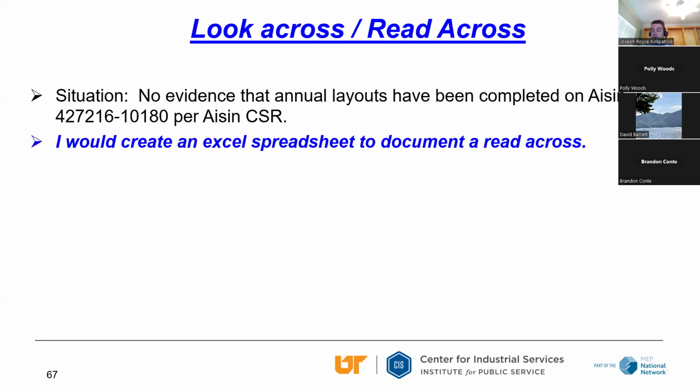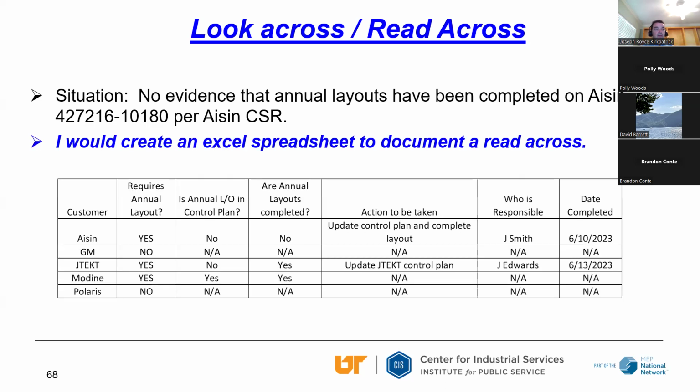Here's an example of doing a look across, read across. In this case, we had a finding for no evidence that annual layouts have been completed per the customer-specific requirements on a particular part number. They're supposed to do annual layouts per this customer's requirement. In this case, maybe they want to lay out who their customers are and do they require annual layouts? And if they do, are we doing them? And if we're not, we need to take actions to do them.